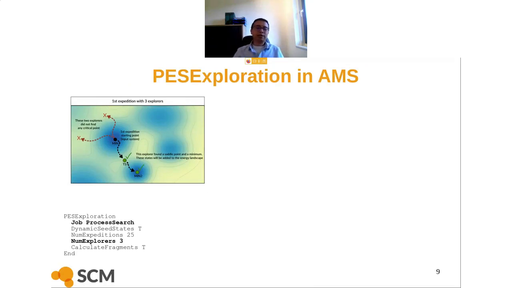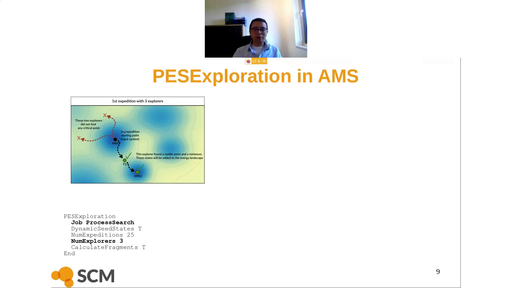So let's see how the PES exploration works in AMS. If somebody is familiar with the AMS inputs, basically we have a block called PES exploration with a lot of different properties or parameters. Here I've just included 5 of them in order to explain how it works. So just imagine that you start from a local minimum in this energy landscape.